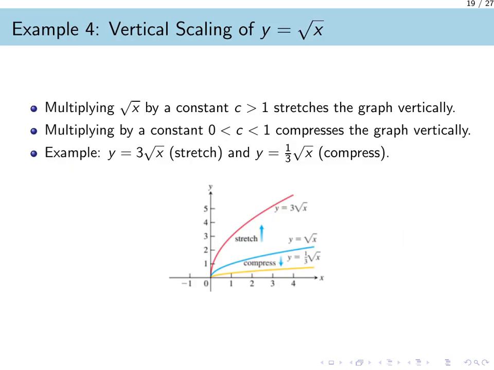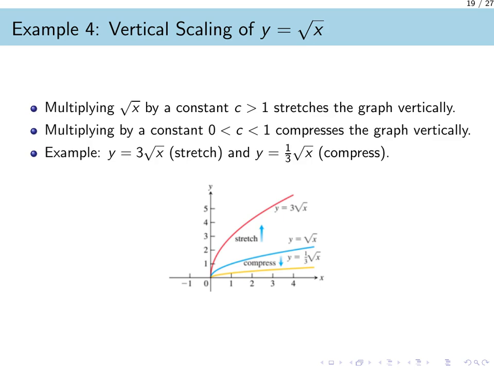Besides shifting a graph, we can also change its shape by stretching or compressing it vertically, a process known as scaling. This is accomplished by multiplying the entire function by a positive constant. When this constant is greater than 1, every y value gets larger, which stretches the graph vertically away from the x-axis. For instance, if our original function is the square root of x, multiplying it by 3 gives us y equals 3 times the square root of x, which makes the graph 3 times as tall at every x value.